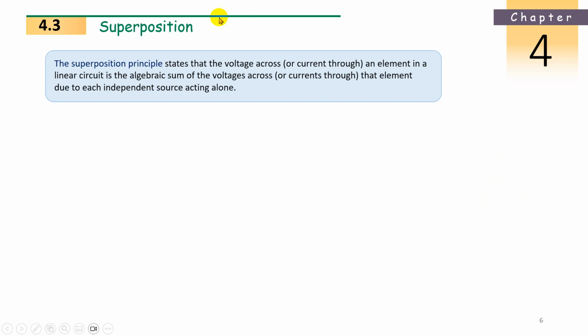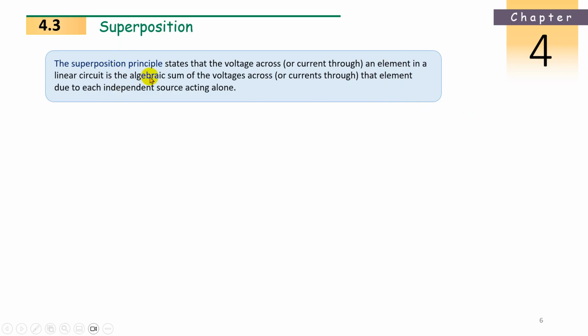So that's why we call it voltage across, and current through means inside. The superposition principle states that the voltage across or current through an element, anything, resistance, capacitance, any element, maybe a voltage source, maybe a current source, an element in a linear circuit.